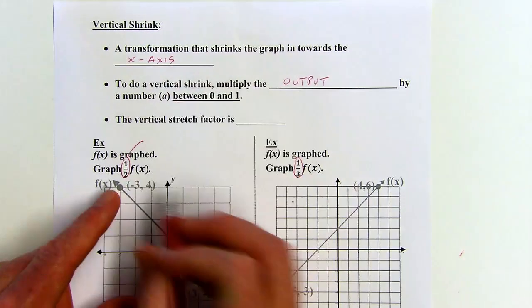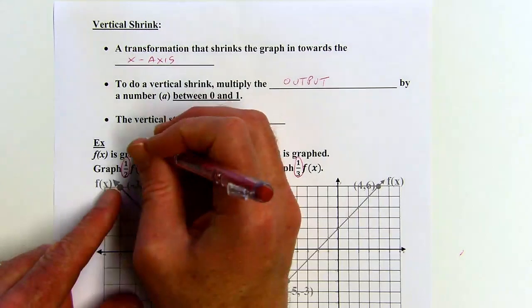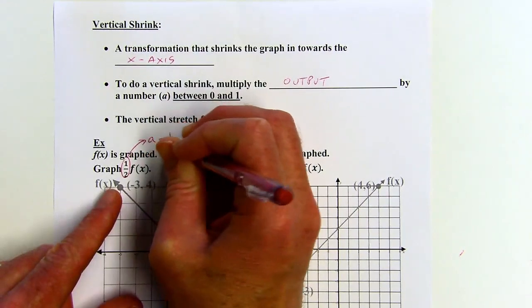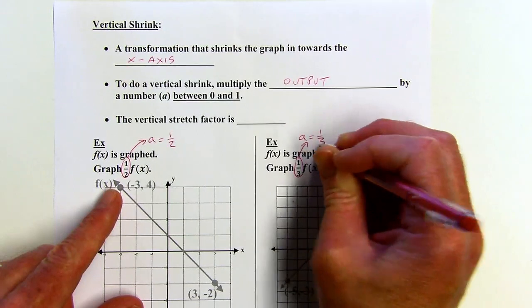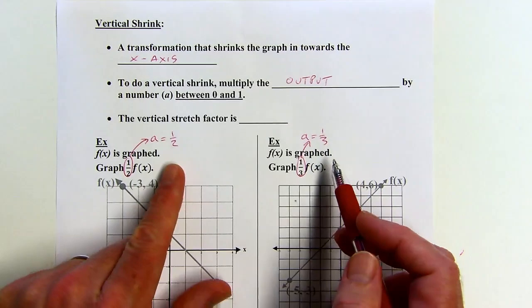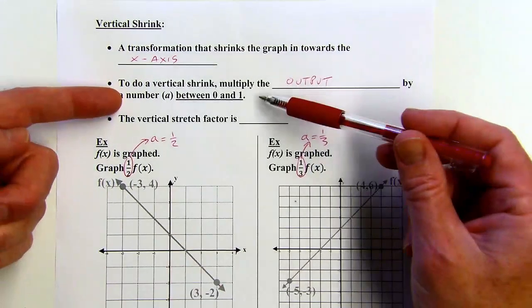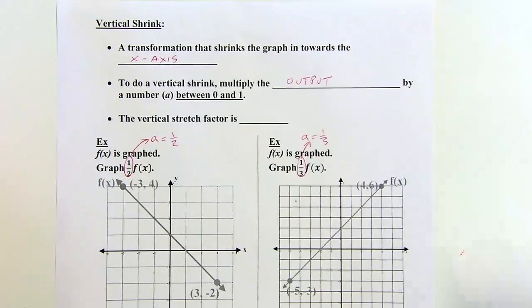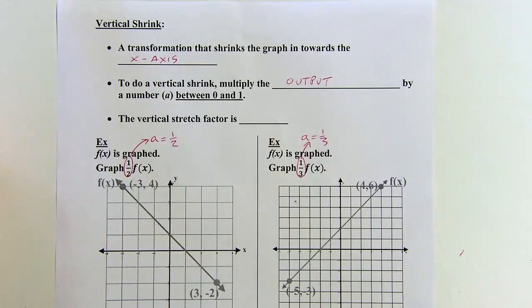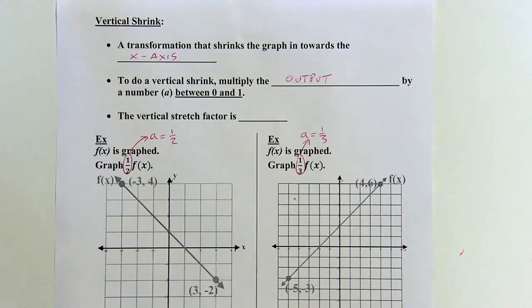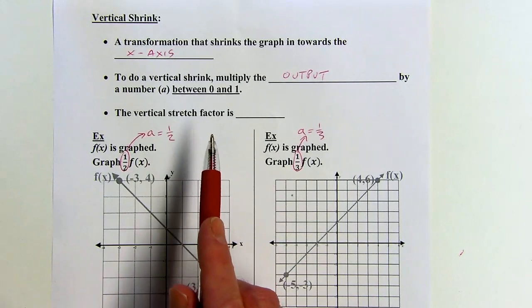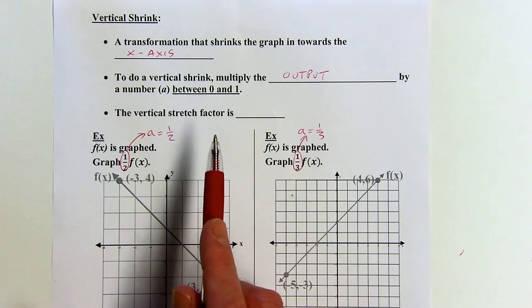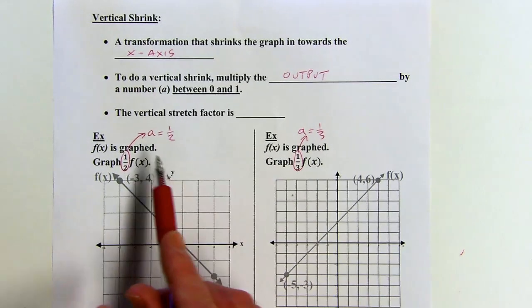So I'm multiplying the whole function by 1/2 or 1/3 here. So here my a value is 1/2, and here it is 1/3. These numbers are both less than 1. They're between 0 and 1, and that's always going to happen when we have a vertical shrink. And then it's a little confusing because for the stretch factor, we don't use the reciprocal when we're doing vertical shrinks and stretches. We just use the a value.